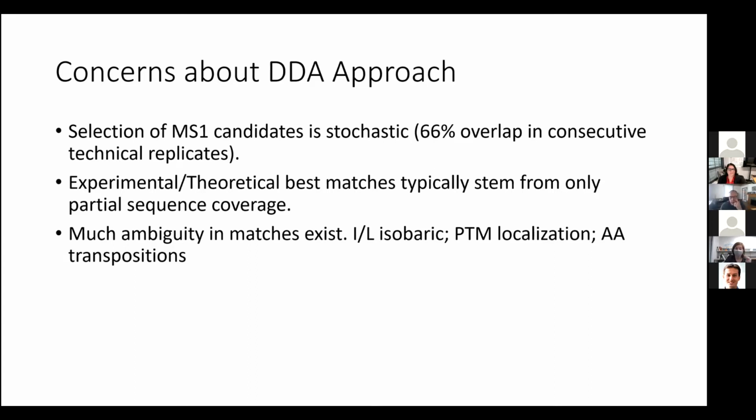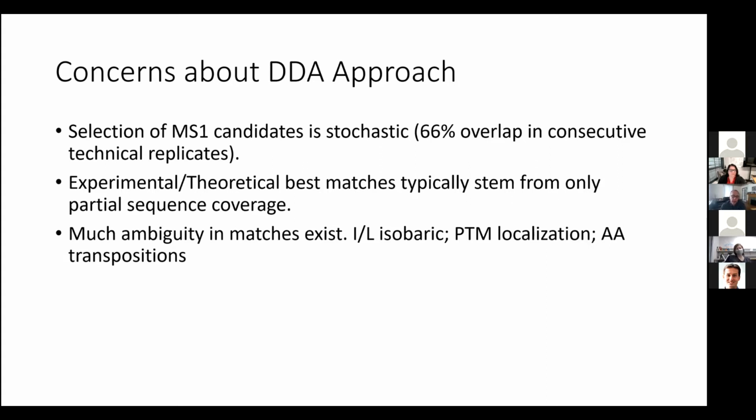With the data dependent approach, as I said, the selection of candidates is stochastic. And so if you see or don't see something, it isn't necessarily a guarantee of its existence or non-existence. Okay. Typically, and this is just one of those back of the envelope numbers that I use, if you ran 2 technical replicates of the same sample, you just injected it twice, you get about 66% overlap in peptide identifications, just so you get a feel for the level of stochasticity, if that's even a word.